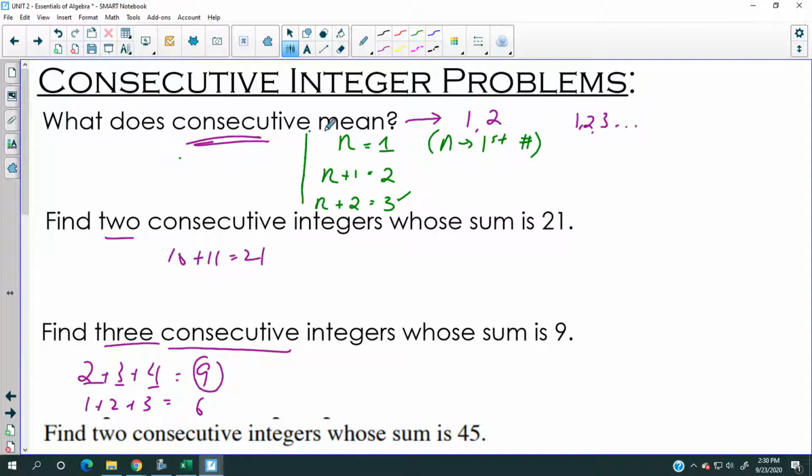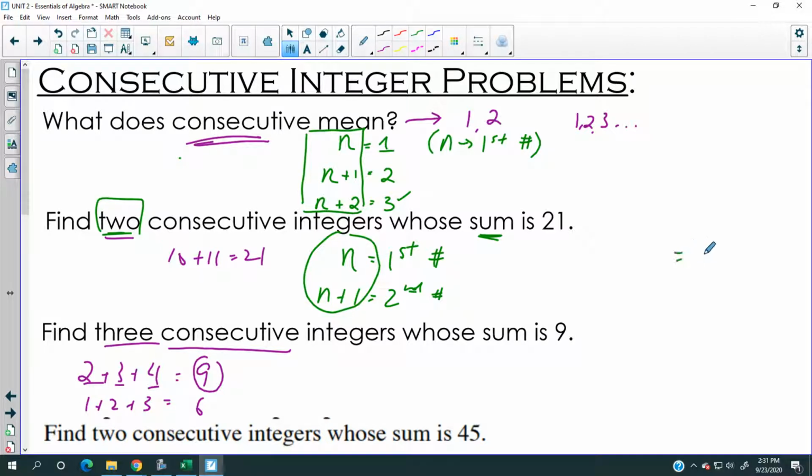So remember this. Now, with that said, if I say find two consecutive numbers whose sum is 21, I've got my first number, and I've got my second number. It's only two numbers, remember. And if I add these two together, I'm supposed to get 21. So watch this: n, the first number, plus the second number will give me 21.